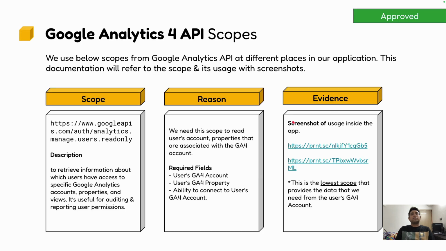Overall, for each scope, what we have given in this documentation, and the link is also provided to you, is what the scopes are that we want. For example, in this case, we have requested the manage users read only scope, and the scope has already been approved because we had submitted this previously. What we also do is we provide a reason why we need the scope. So for example, you can see here that we need the scope to fetch the user's GA4 account, GA4 properties, and the ability to connect to the user's GA4 account.